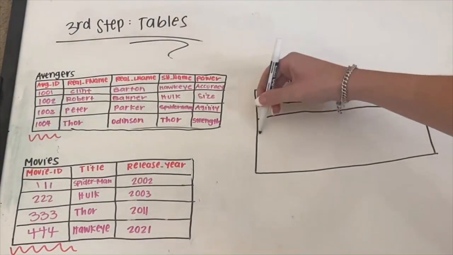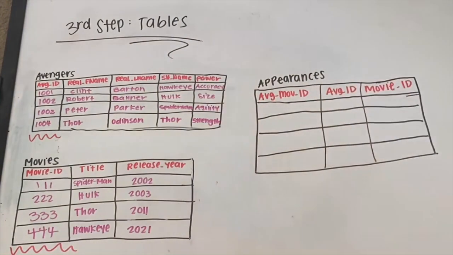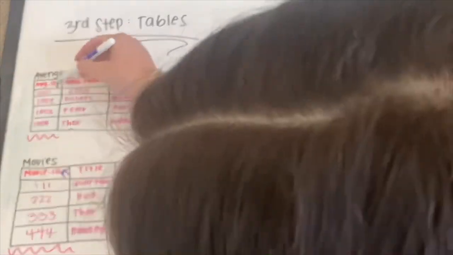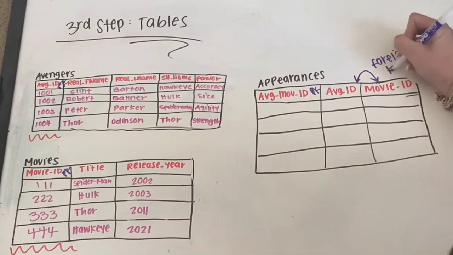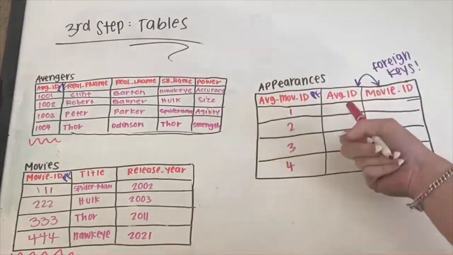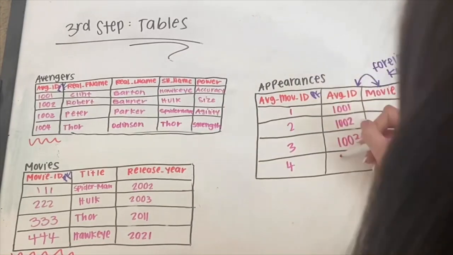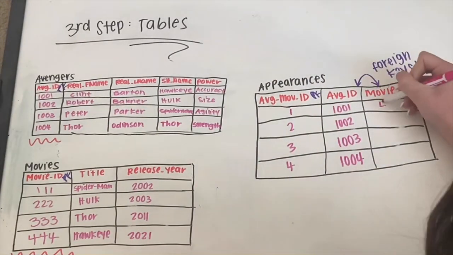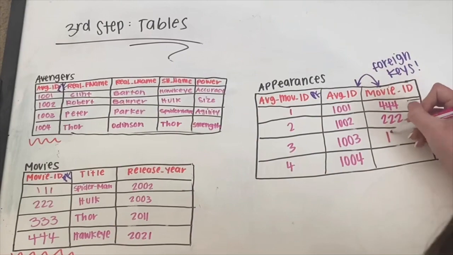You can see here that the Appearances table has its own primary key that uniquely identifies each instance of a superhero appearing in a specific movie. But instead of re-entering the movie information and superhero information, we are using foreign keys from the other 2 tables' primary keys that simplify this relationship.